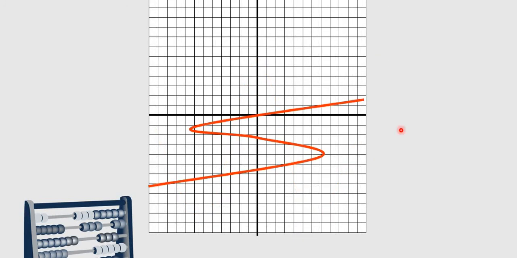How about this one? Is this a function? Pause the video and analyze. So, here is our pencil that serves as our vertical line. And take a look. As we can see, the pencil actually passes 1, 2, 3 points in our graph. And since it passes not just one, but more than one, then this is not a function.